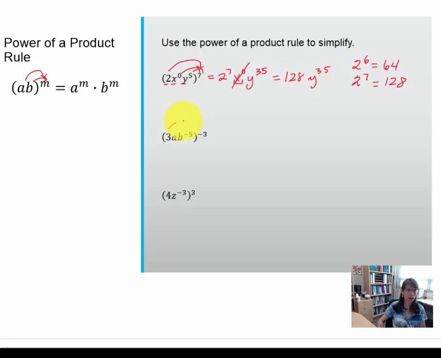Next, we've got 3 raised to the negative 3, a to the negative 3, and b to the minus 5 times minus 3. That makes positive 15.